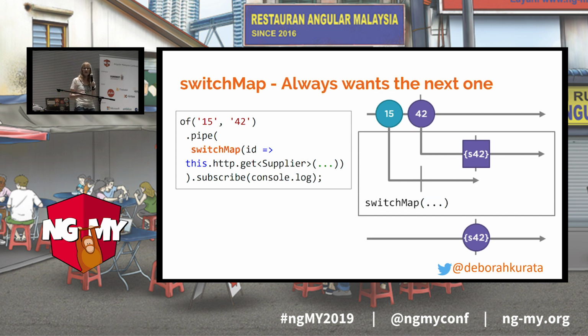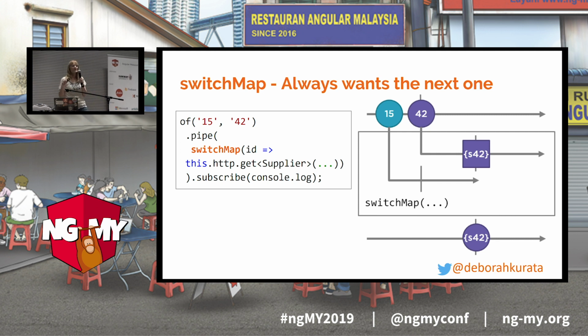The last one I wanted to talk about is switchMap. SwitchMap always wants the latest thing. You know, kind of like if you have teenagers, they always want the latest thing, right? So that's kind of what switchMap is. It always wants to switch to the latest one. So this emits 15, it executes the HTTP GET request, and before it's even had a chance to reply, the 42 is emitted, so it unsubscribes from that first one and subscribes to the second one. And it goes to get the second supplier.